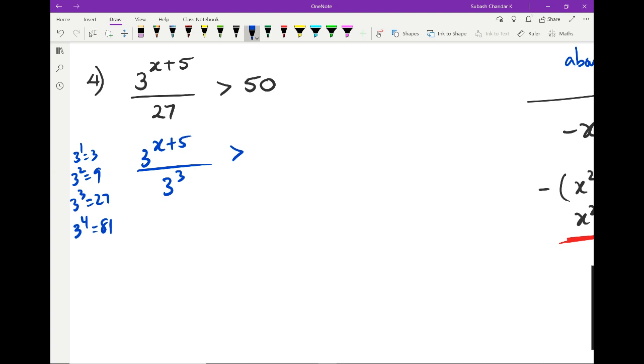But I kid you not, I have seen students do this. They look at 50 and they just make a random guess, and they write something like 3 to the power of 3.5 or something like that.